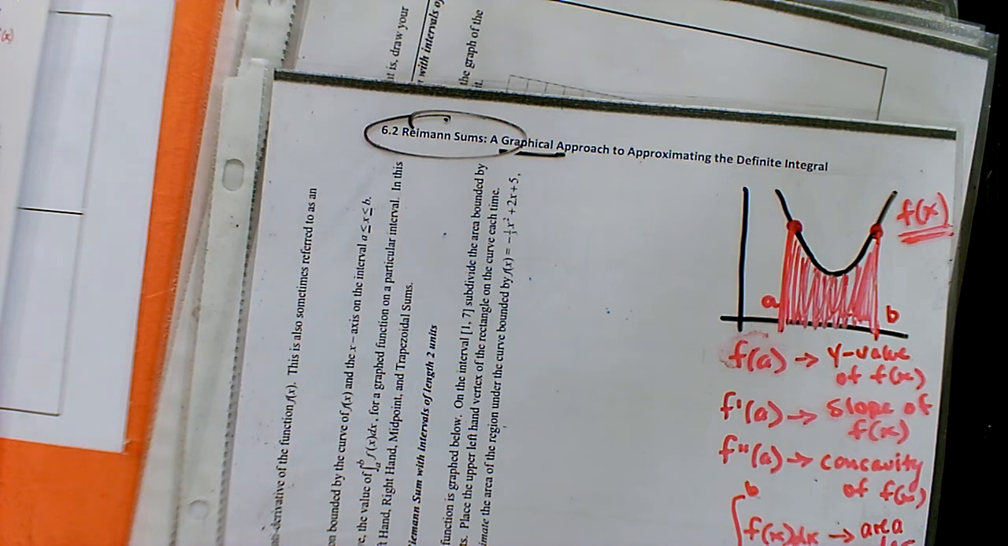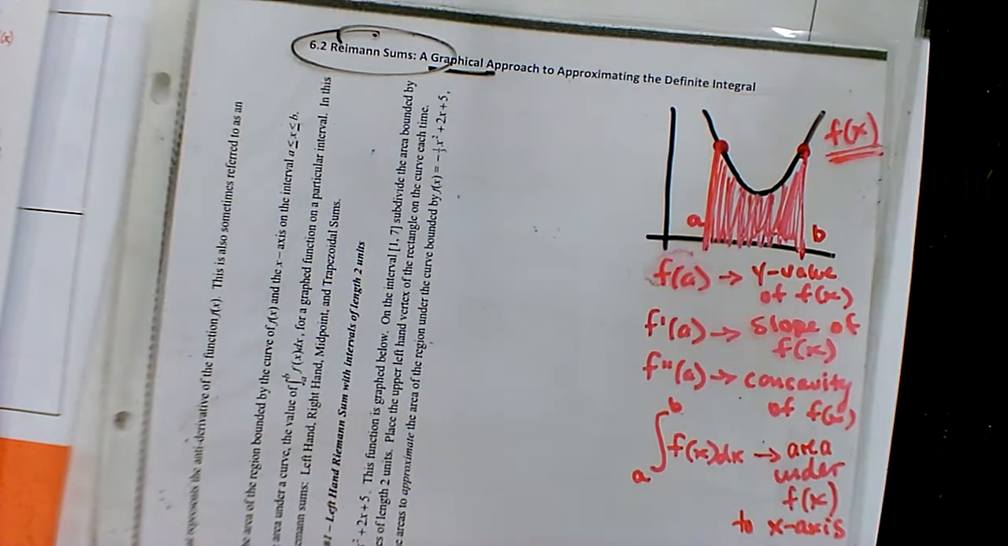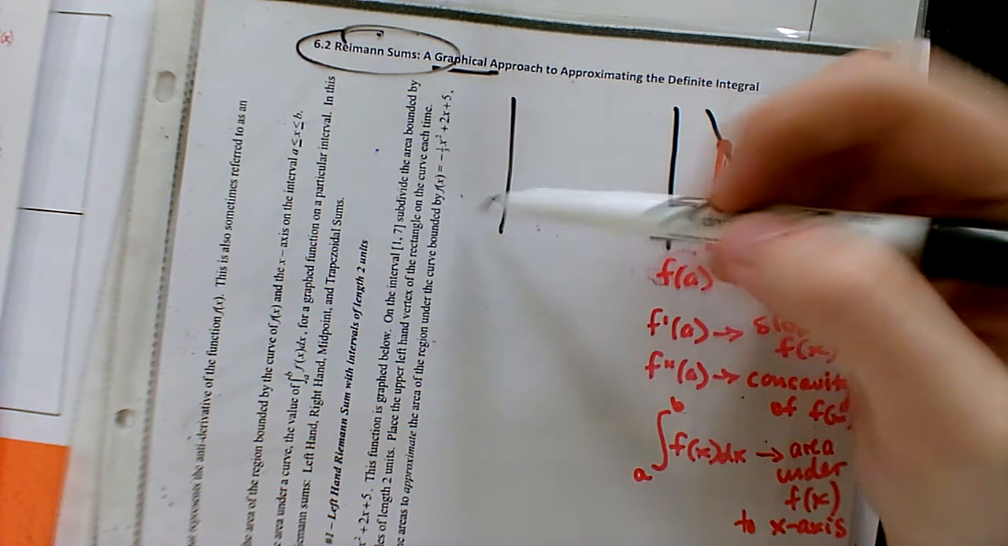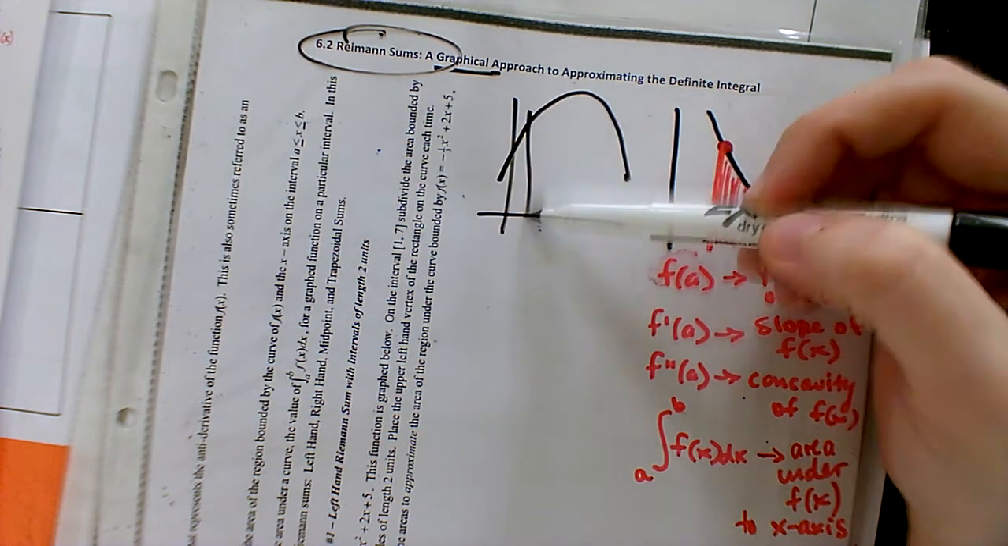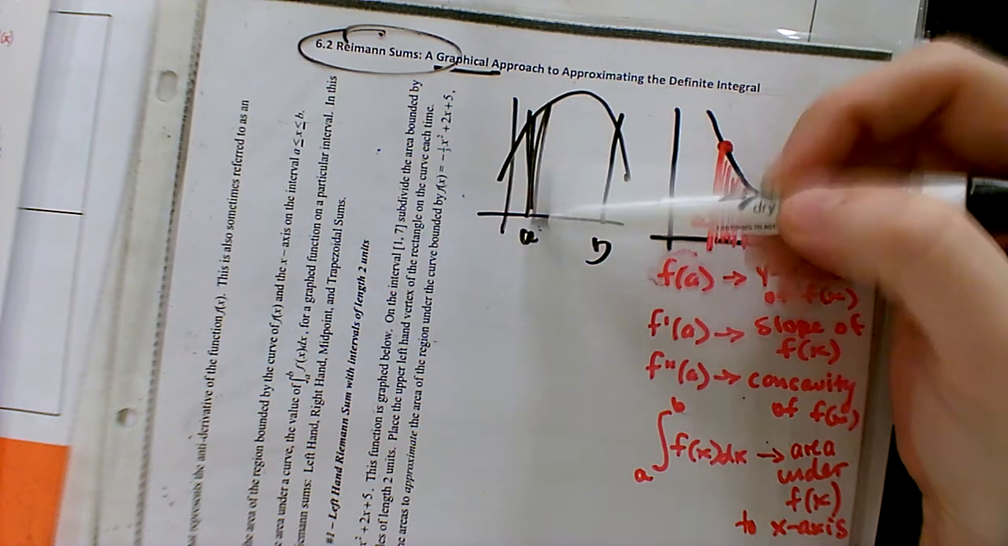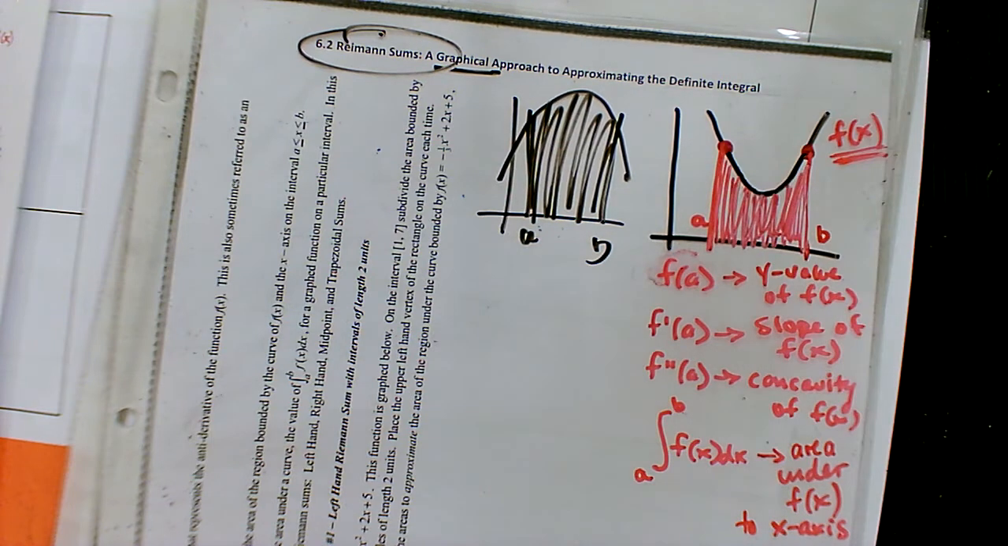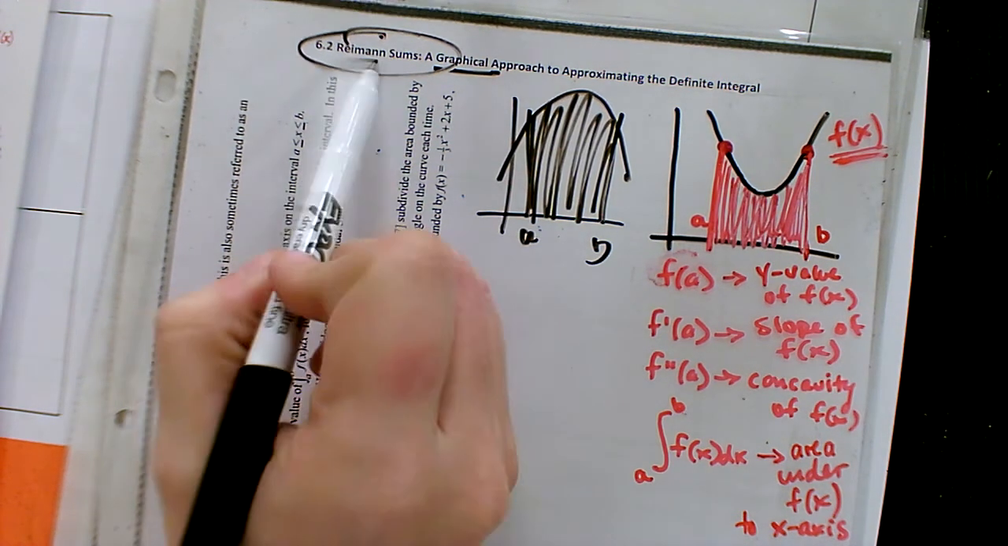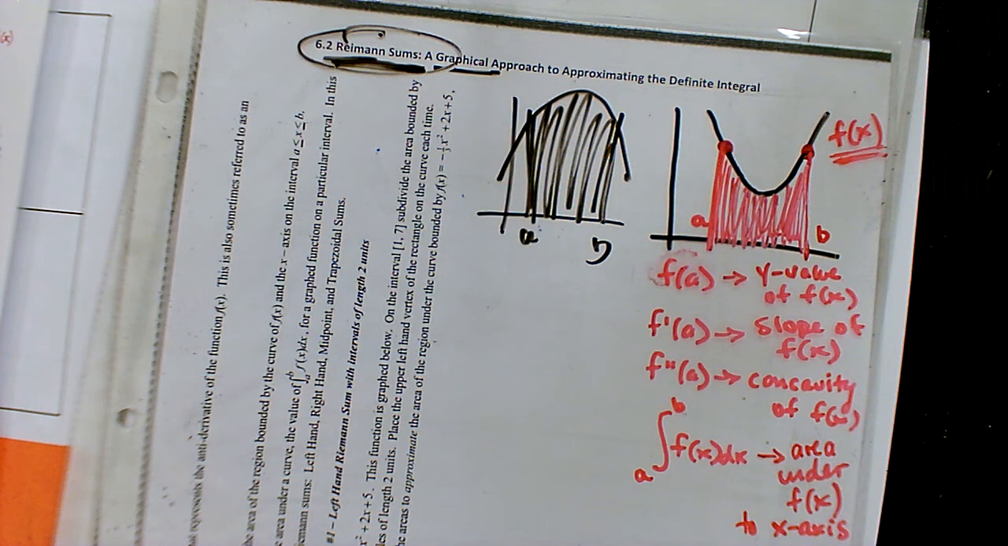What happens if you have a positive or a negative parabola? It's still the space from the curve to the x-axis, so it would be all of that. Sounds good? These approximations that we're going to talk about today and tomorrow are called Riemann sums. They're from a German mathematician called Riemann. I forget his first name, but he developed this approach to help us use triangles, trapezoids, and shapes we're familiar with to approximate an area under a curve.